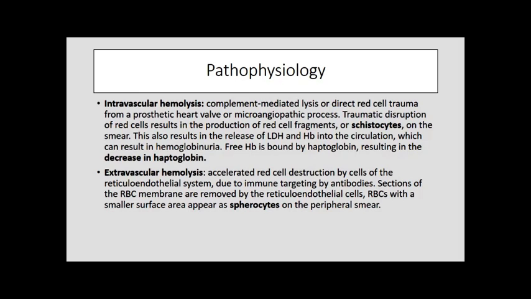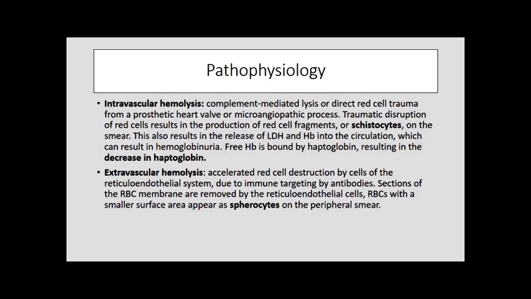Okay? Also, there will be release of LDH and hemoglobin into the circulation that will produce hemoglobinuria and decreased haptoglobin, because remember, this free hemoglobin is going to bind to haptoglobin. This is the way that we have to determine if someone has intravascular hemolysis. Okay, we find schistocytes, and we find a decreased level of haptoglobin.